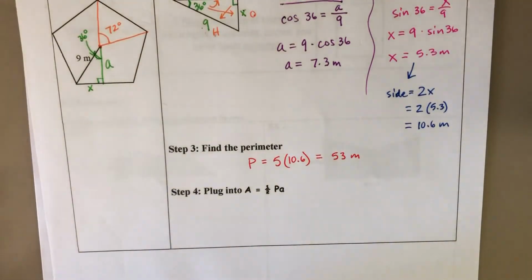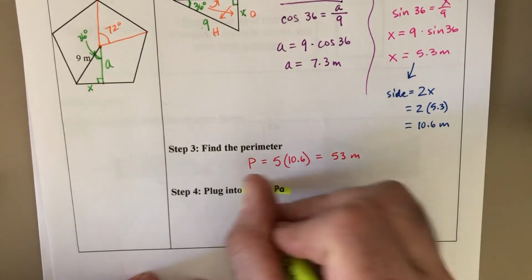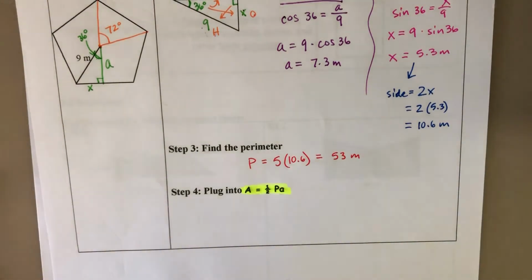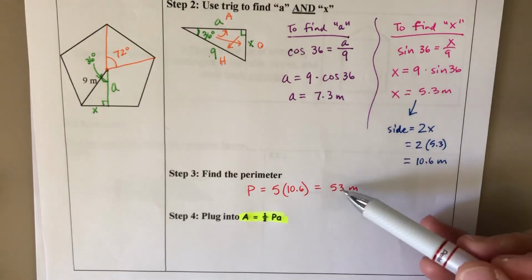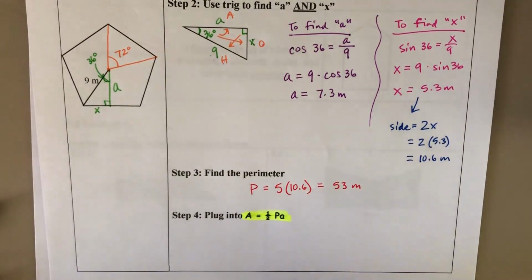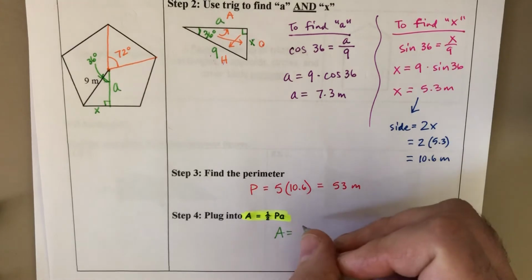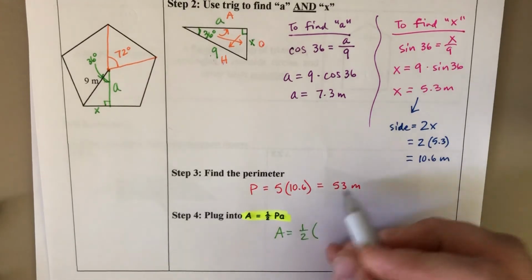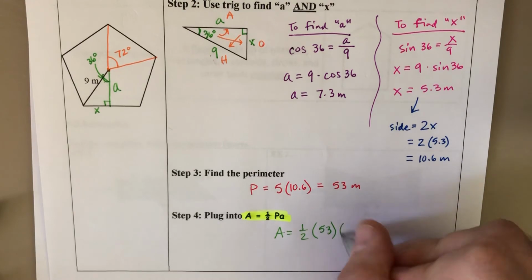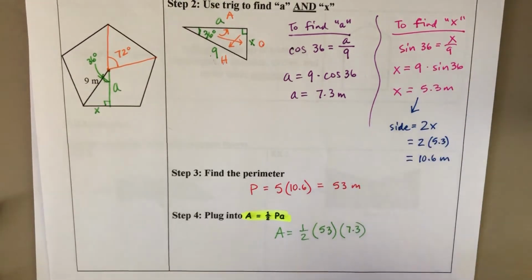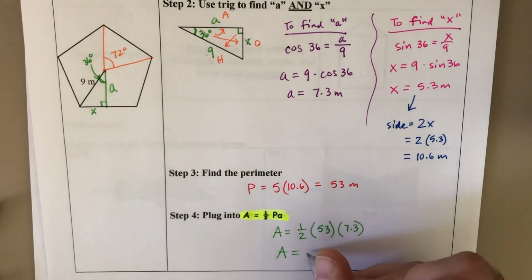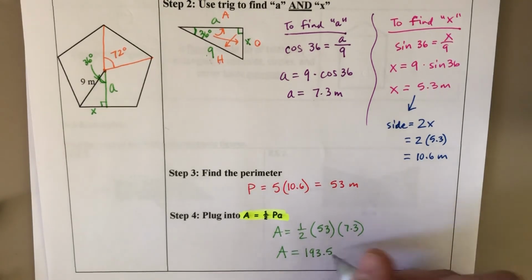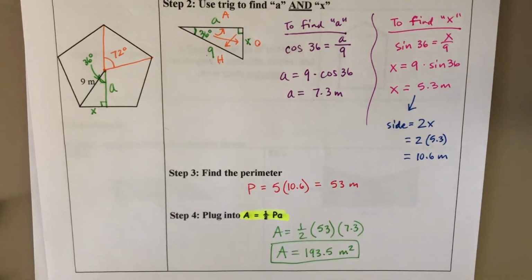Okay, we're there, we're ready. Remember the end goal here, right? The whole purpose to all that was we were trying to find A and we were trying to find P. We now have them both. There's A, there's P. Plug it all in. Whew. These problems are involved, right? 1/2 times P times A. And just doing that arithmetic, you're going to get 193.5, and our area was in square meters.